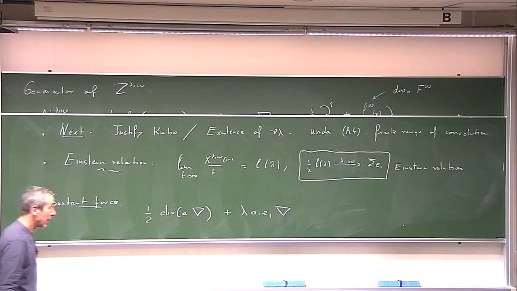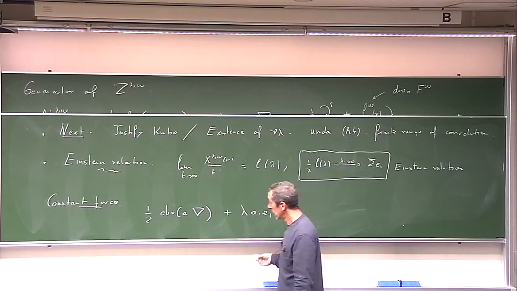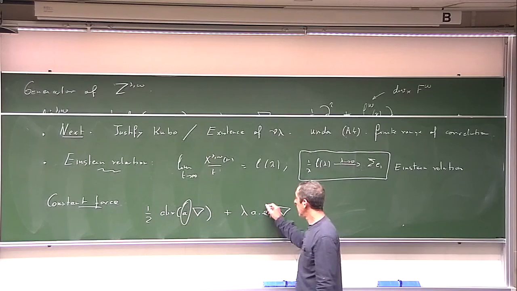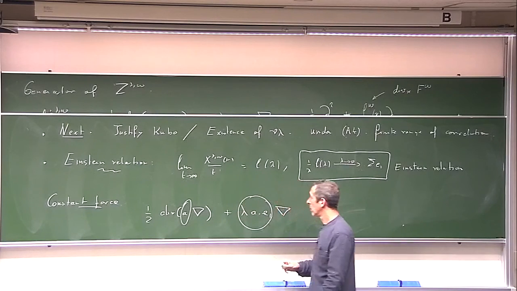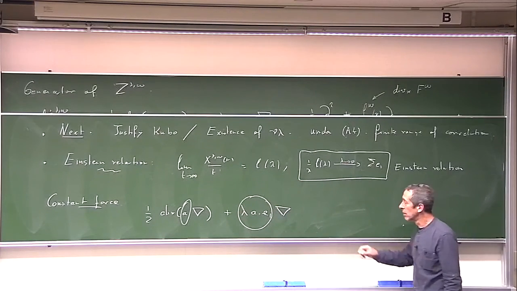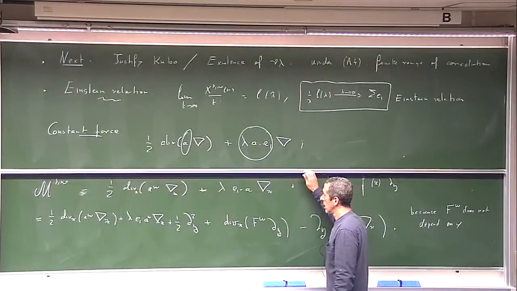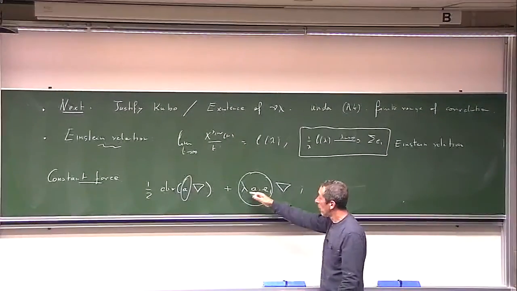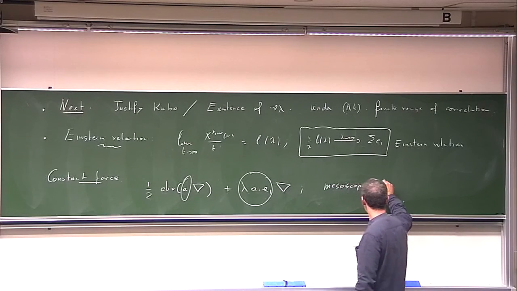And I think that the Einstein relation is the relation, from what I understand, between the diffusive part, which is here, and the drift part, which is here. So you see, the two things are related. This form of equation should be called the mesoscopic Einstein relation.